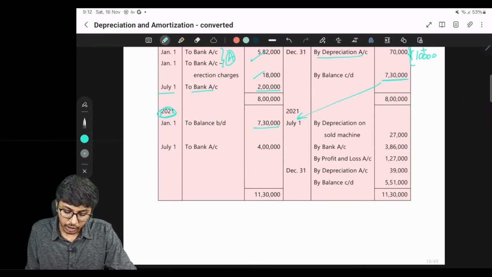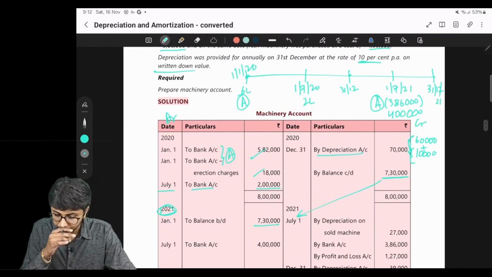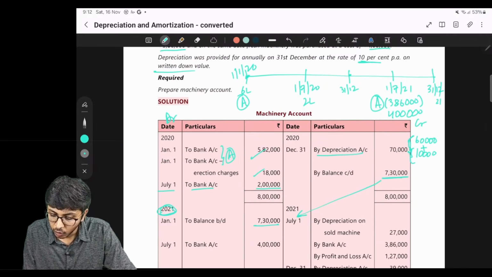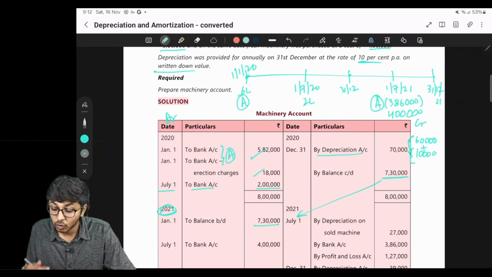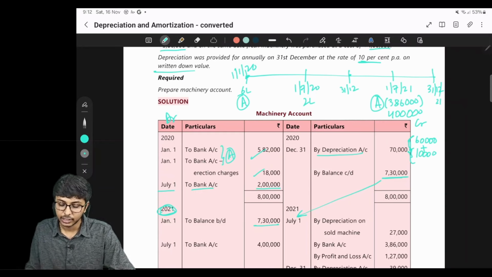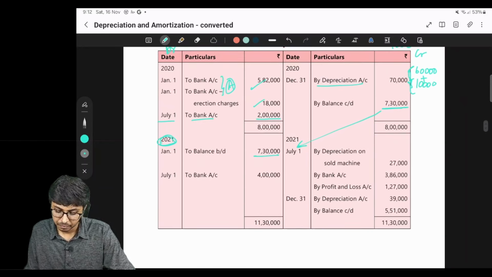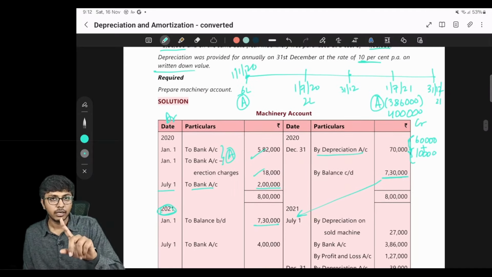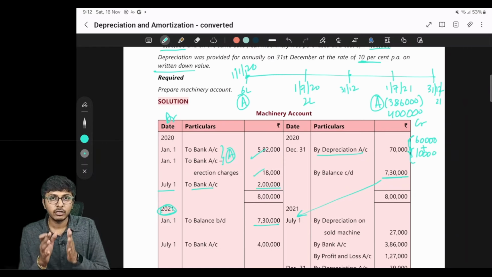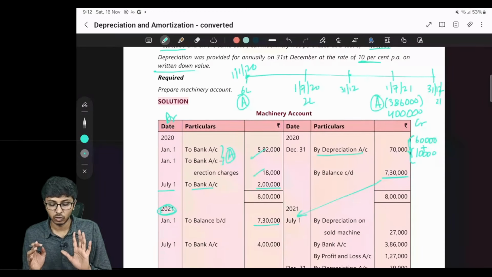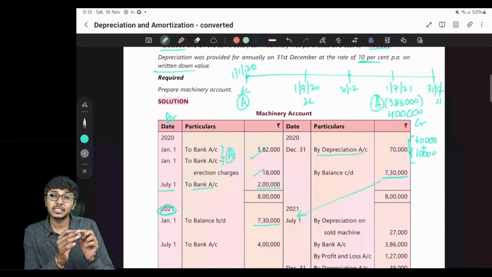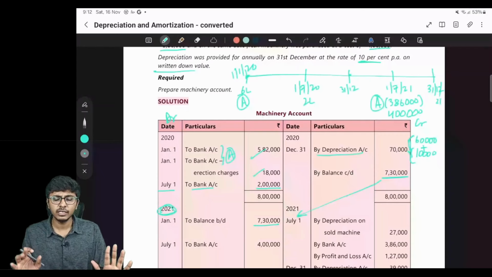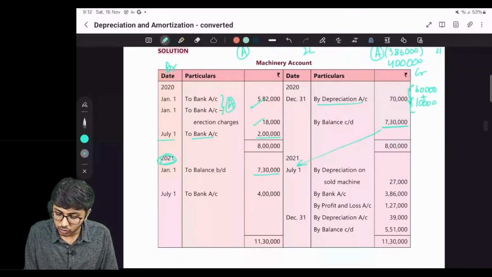Now, what did I do? Let's see our timeline. My opening balance is 7 lakh 30 here. Now, in this year, on 1st July, I sold one asset and I bought one asset on the same date, correct? So, what did I tell you? Whenever you're selling an asset in the middle of the year, provide depreciation till the time you used that asset in that year. Okay, when did we sell? On 1st July. So 6 months depreciation you provide. Very easy, simple. So depreciation on the sold machine is 27,000.